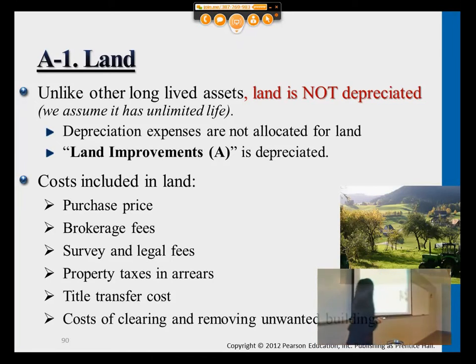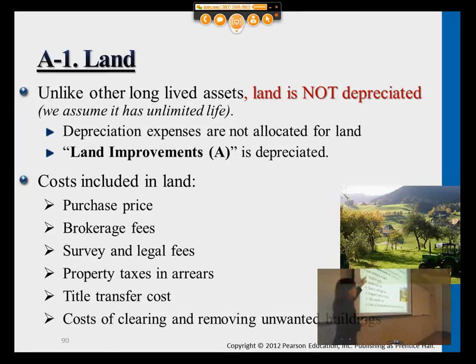So here are some of the examples that go into the land account. Keep in mind, again, all of these will not be depreciated later. But the reason why we're mentioning these here is if a problem tells you the company is purchasing a piece of land, this is the purchase price, this is the brokerage fee, survey fee, property taxes, transfer cost, you need to add them all together in that journal entry.